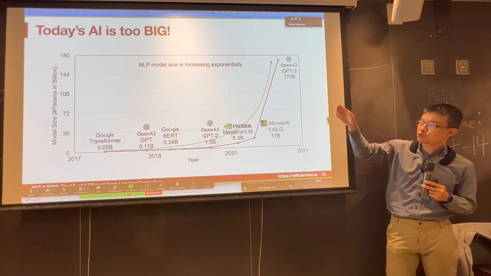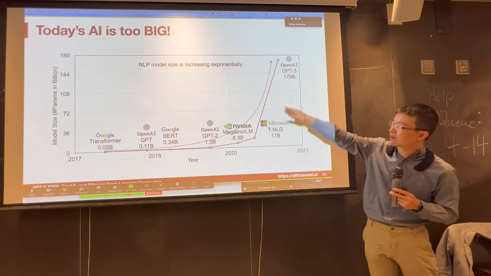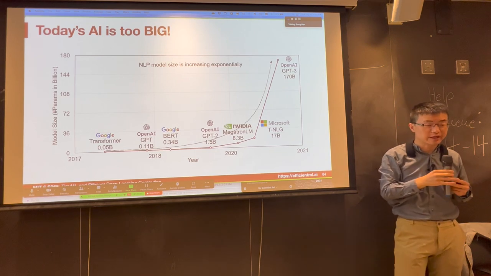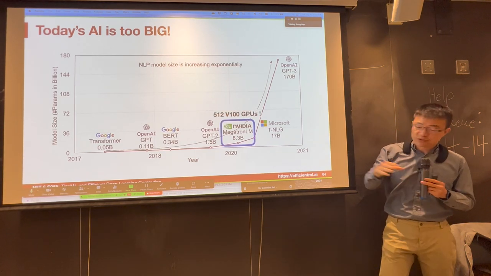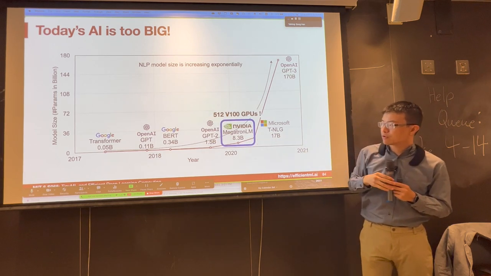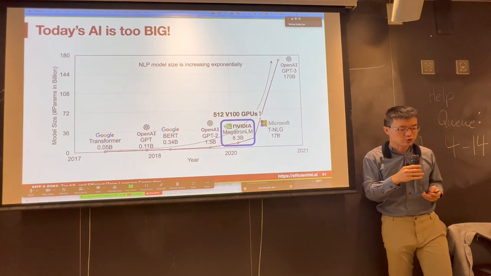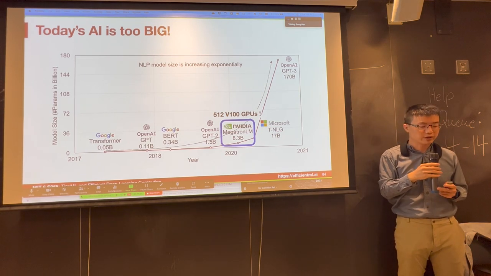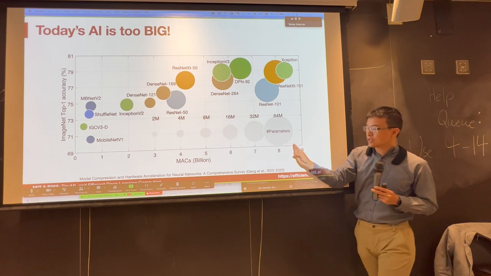So finally, let's review what is the model size for modern AI. It's growing very rapidly, like GPT-3 is already 170 billion parameters. And this NVIDIA Megatron language model requires 512 V100 GPUs to process. It has 8.3 billion parameters. And this is showing the number of MACs.